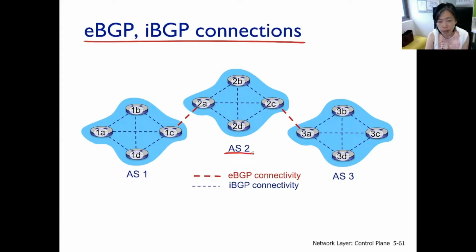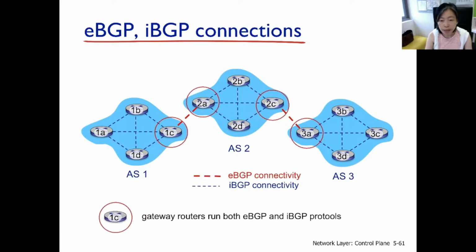So if we focus on AS2, we do have two gateway routers, 2A and 2C. You see these gateway routers connecting to other ASs. There are exterior BGP connections to outside, so eBGP, in red color. But in addition to that, 2A and 2C both need to send path vectors internally. So you see they went through the IBGP connections, in blue.